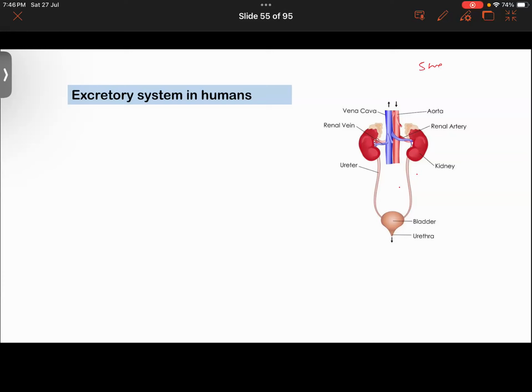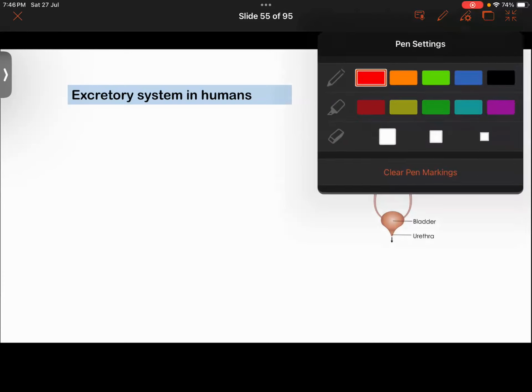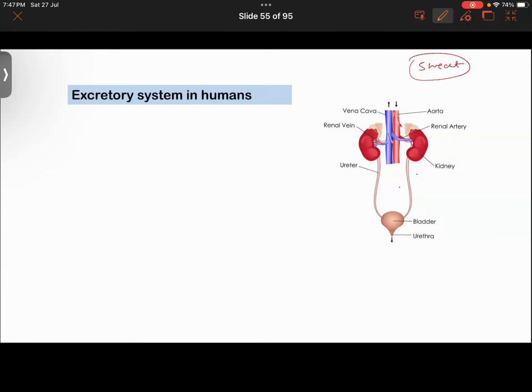Sweat. What do we say about sweat? Is it a useful component or is it a waste of our body? Waste of our body, no? So although the main excretory organ in humans is the kidney, apart from that, skin is also said to be an excretory organ. Getting it? Excretory organ.